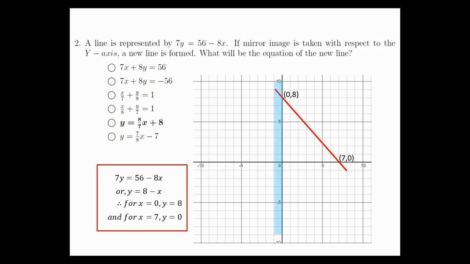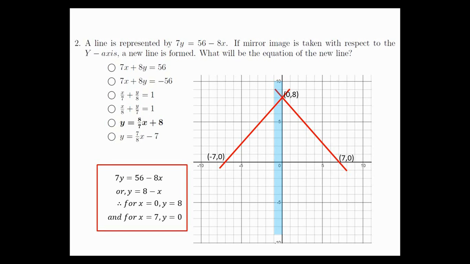Now the mirror image will be formed. The mirror image will be a new line, as shown here. What will be the coordinates? So here the corresponding coordinate of 7, 0 will be minus 7, 0.